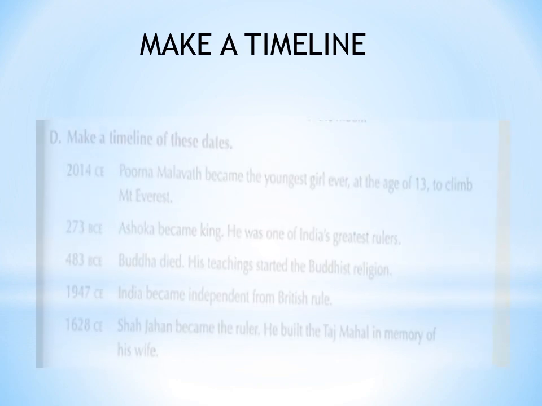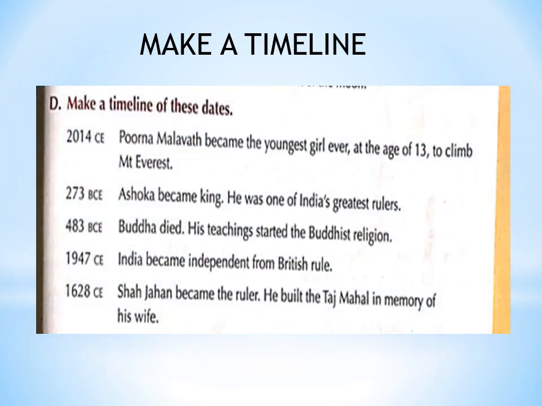Now the next one: make a timeline of these dates. There are 5 dates and 5 events given, so you will have to put the exact number beside each. Which one will be the first one? 273 BCE. Ashoka became king. He was one of India's greatest rulers. This is your number 1. 483 BCE. Lord Buddha died. His teaching started the Buddhist religion. This is number 2.